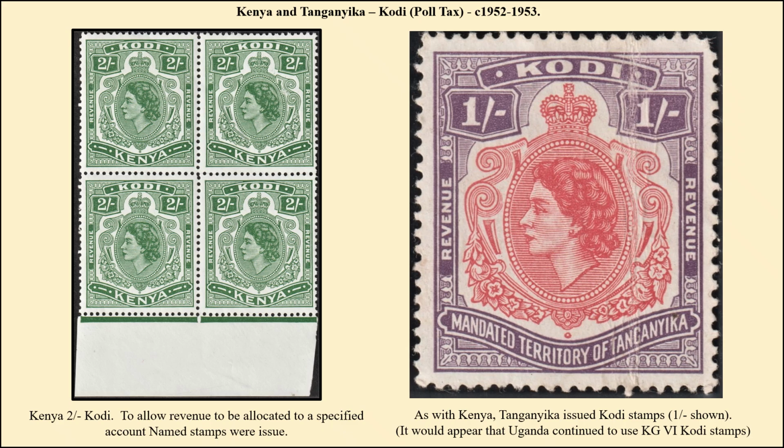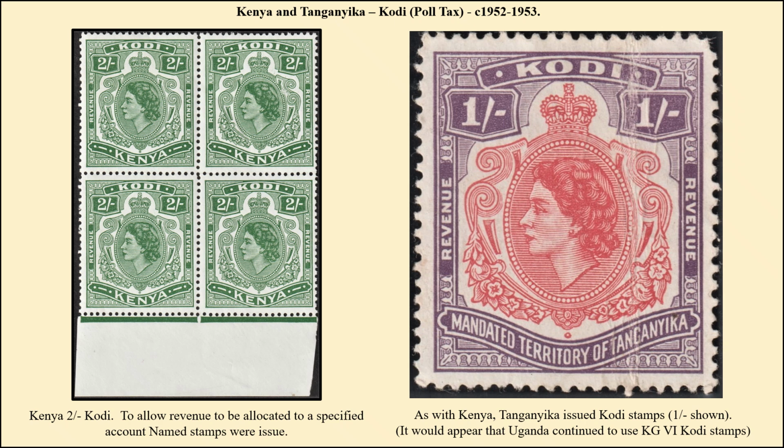Both Kenya and Tanganyika had Cody stamps, which was a poll tax on the local people. They bought the stamps and placed them on a card and carried it to be shown to the local authorities as and when required. It would appear that Uganda did not issue Cody stamps with the Queen's head on them. They continued to use Cody stamps of King George VI.